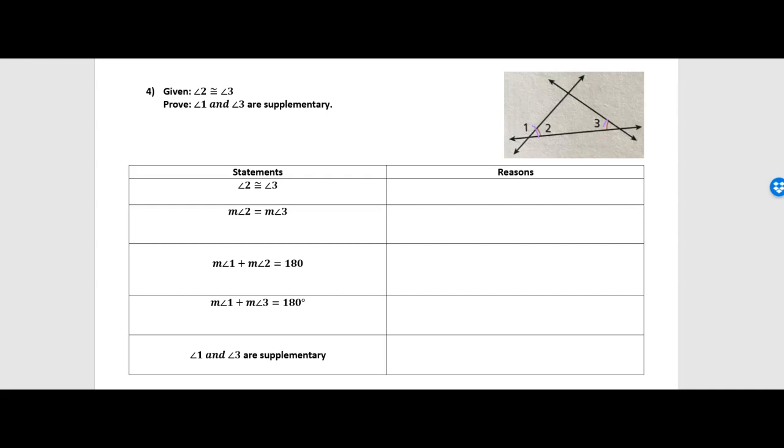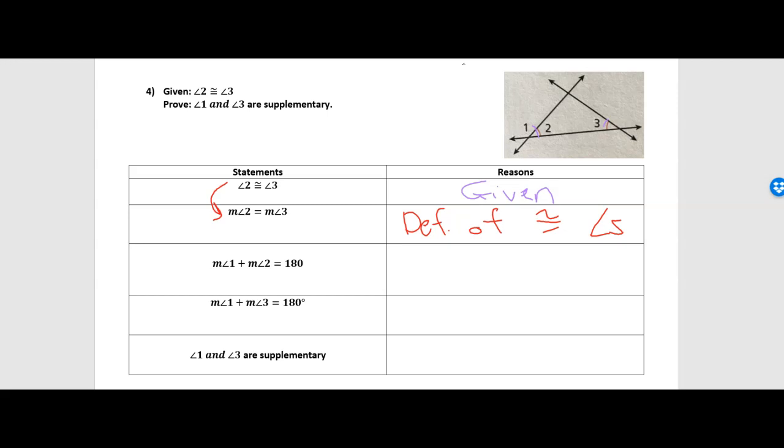So let's look at our statements. Angle 2 is congruent to angle 3. Well, that was a given. If I know that those two angles are congruent, they must have the same measurement, right, by the definition of congruent angles. You see we've been using that quite a bit. And then we seem to have something new. So it says the measurement of angle 1 plus the measurement of angle 2 equals 180 degrees.